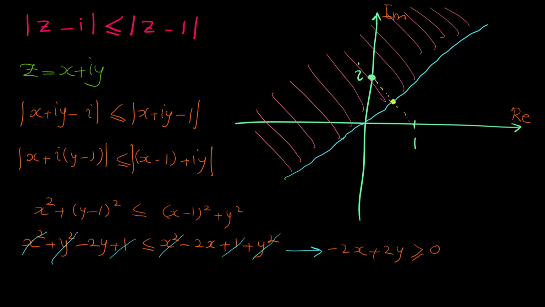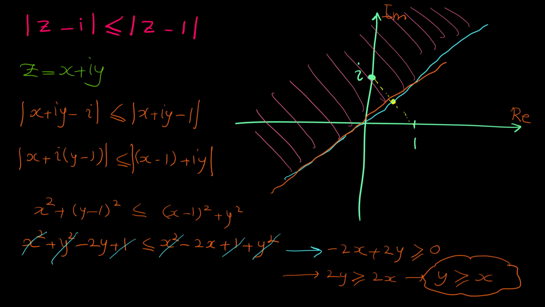Move 2x to the other side, then you are going to get 2y greater than or equal to 2x. Divide by 2, y greater than or equal to x. This line here is exactly y equals x. You are familiar with this line. y equals x is this line. y greater than x is the points above this line.